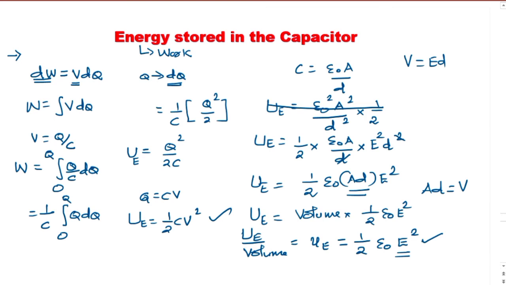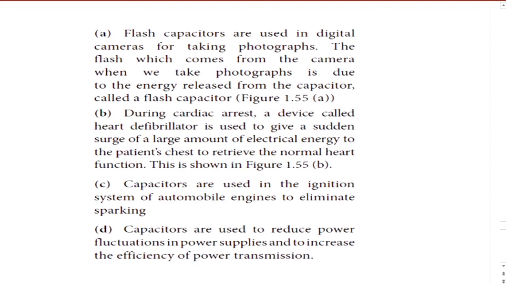And now the applications. What are the applications of the capacitor? This is a very important 3 mark question, and you have to study it. First of all, flash capacitors are used, particularly in digital cameras. To take a photograph with the flash, we have to use a capacitor.